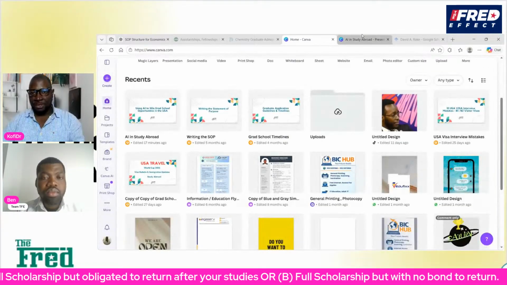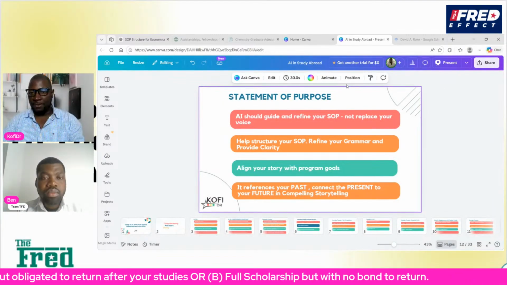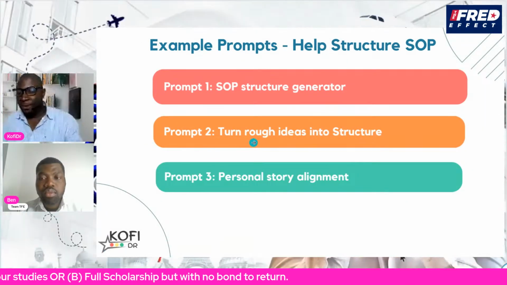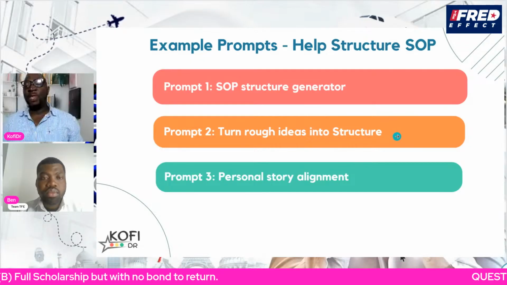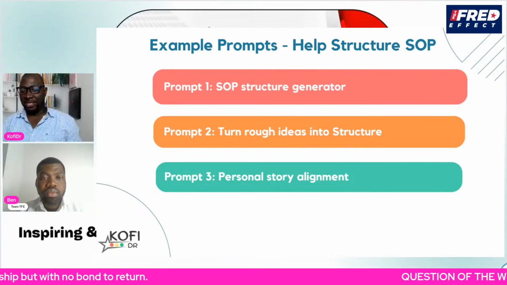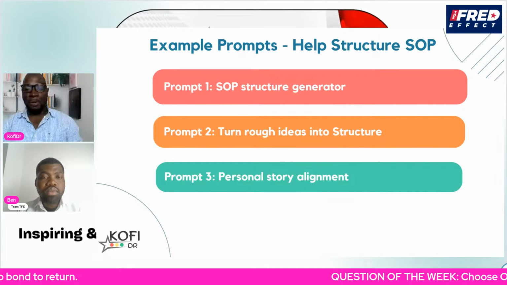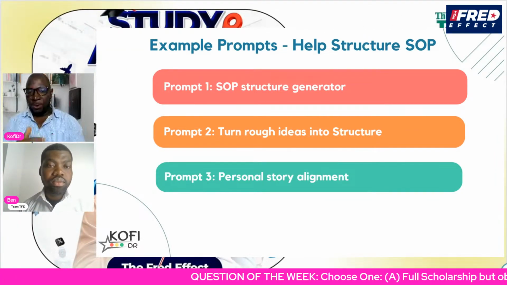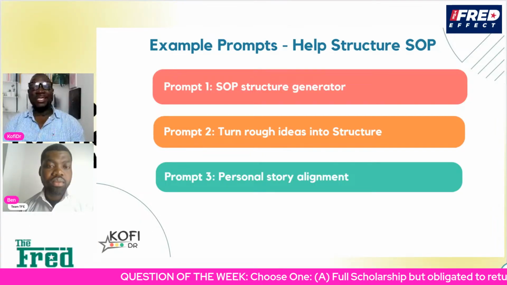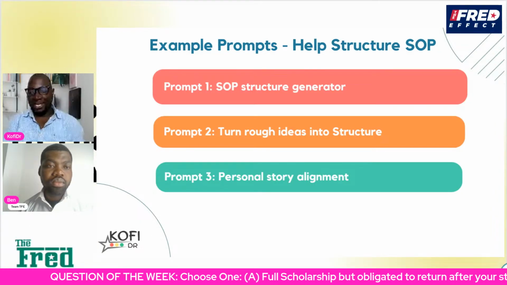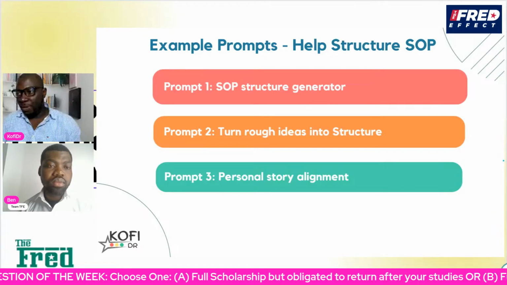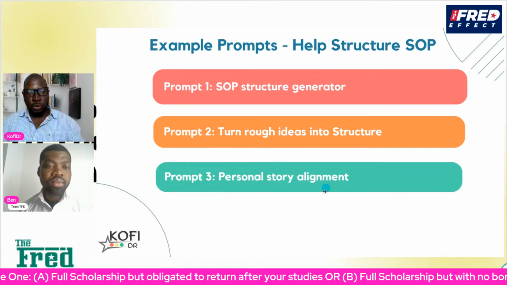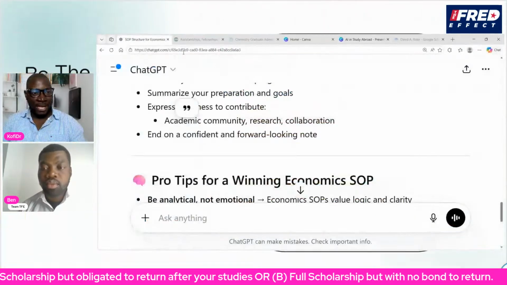The next prompt I'm going to talk about: turn your rough ideas into structure. So let's say you already have some ideas, but you are brainstorming as to how to put that into your SOP. You can put all that into the AI and tell the AI to help you structure it. That's another way that you can use AI to help with your SOP. So this will be a prompt you would give the AI.